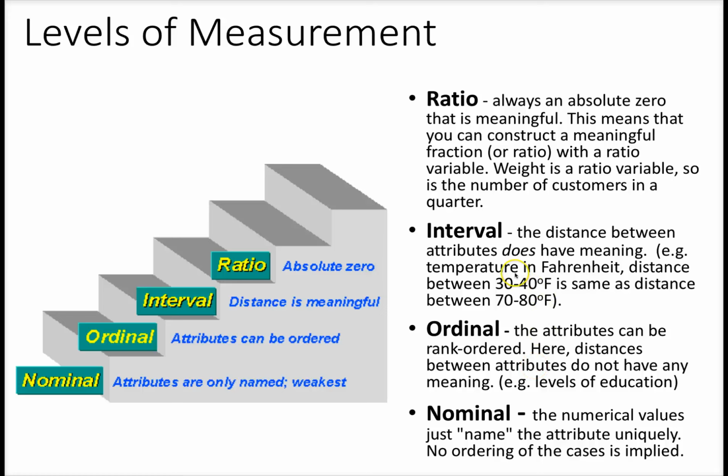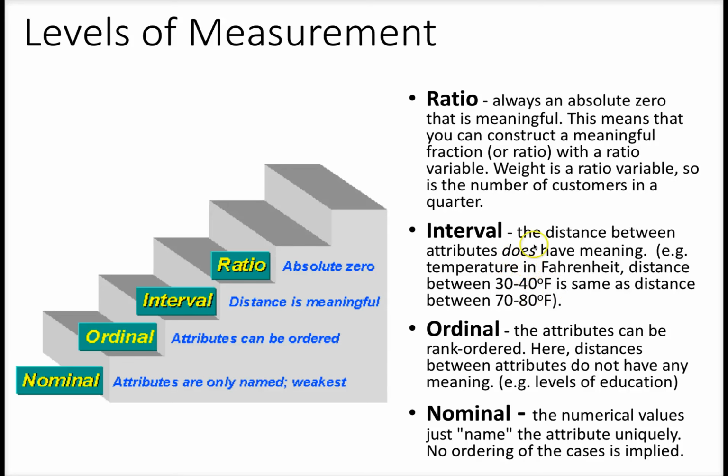We get that distance in an interval type of measurement, and the distance between intervals is meaningful. So if we were looking at the temperature scale Fahrenheit, we would see that the distance between 30 and 40 degrees is exactly the same in physical measurement as between 70 and 80 degrees, and so there's meaning about that interval.